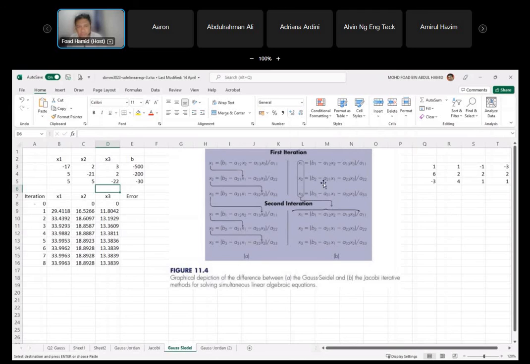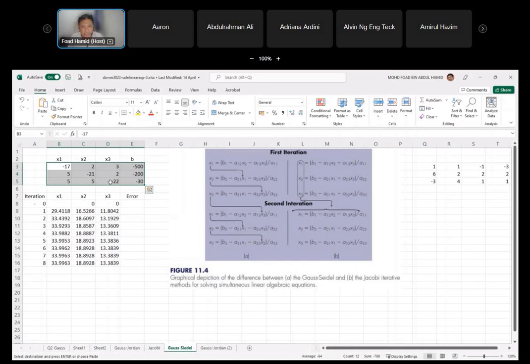And this is the one. Note that these are the correct equations. This is 17, minus 2, minus 3, 500 and so on. And you can see that after about the fourth to fifth iteration, it is converging to one value.